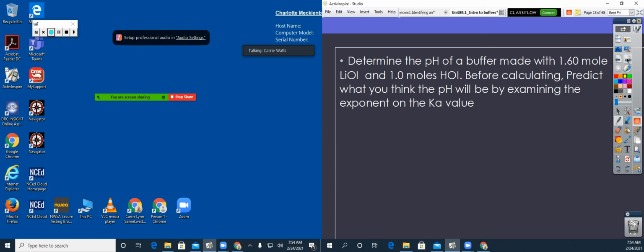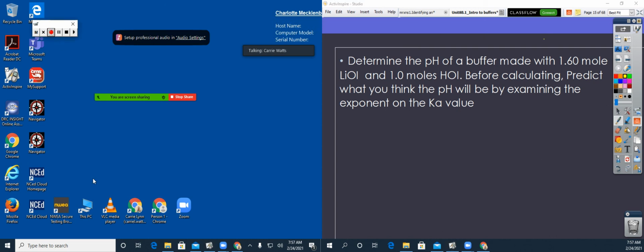Okay, so this is another type of problem. Determine the pH of a buffer made with 1.60 moles of LiOI and 1 mole of HOI. Before calculating, predict what you think the pH will be by examining the exponent on the Ka value. Okay, so let's pause the video. You do this yourself. First put in your prediction and then solve for pH. And then we'll solve together.